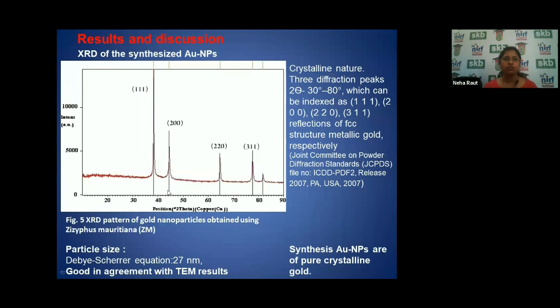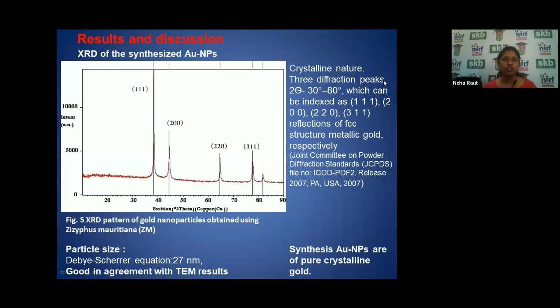XRD. This is the XRD pattern of gold nanoparticles obtained using Ziziphus mauritiana. We can study the crystalline nature of this. These peaks are sharp, which indicates the crystalline nature of the nanoparticle. If it were amorphous in nature, then it would be broader. So the sharp peaks indicate the crystalline nature of the nanoparticle.